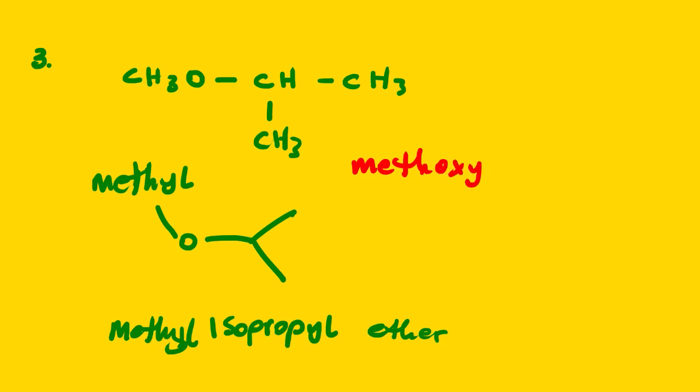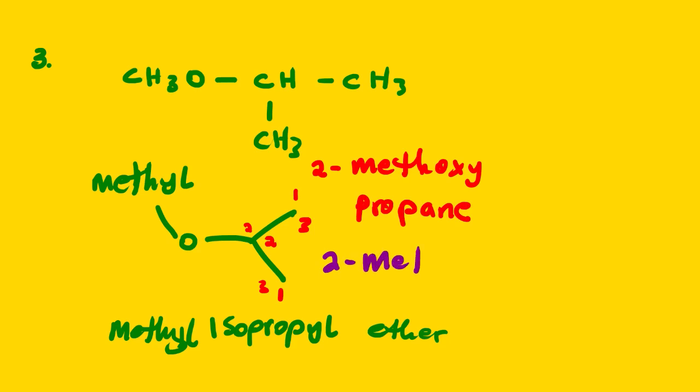And then let us look at the parent chain. How many carbons do we have? We have 1, 2, 3. Even if we start from here, we are still going to have 1, 2, 3. And then let us look at the methoxy. Where is it attached? It's attached to carbon number 2. So the position of the methoxy should be indicated. So we are going to have 2-methoxy, and then the parent chain is propane. So the name will be 2-methoxypropane.